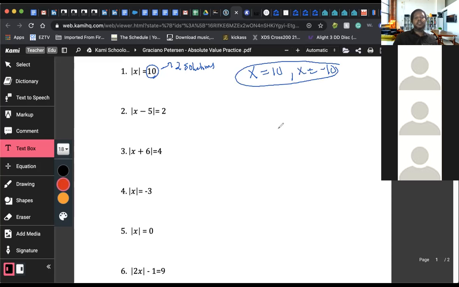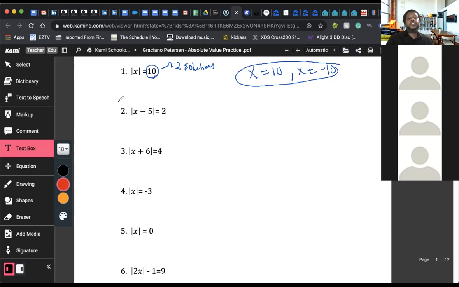Okay, x is equal to 10 or x equal to negative 10. Because when I put that 10 inside of the absolute value, my answer is going to be 10. When I put negative 10 inside of the absolute value marks, my answer is still going to be 10. So those are my 2 solutions for number 1. X is equal to 10 and x is equal to negative 10. Very easy, very straightforward, a nice, good way to start.